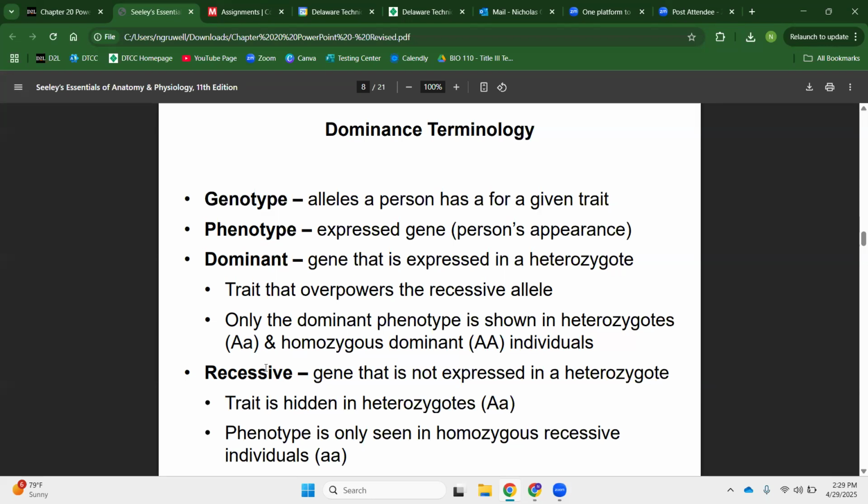The only way we're going to see a recessive gene, our little a, blonde hair in our example, is in a homozygous recessive individual. And so that would be two little a's. So there's no big A to take over. So the little a, our recessive trait, is going to be expressed. Again, in our heterozygous genotype, the big A is going to dominate and little a is going to remain hidden. We'll talk about some exceptions to that rule, but when we keep it really simple, this is how you should think about it.